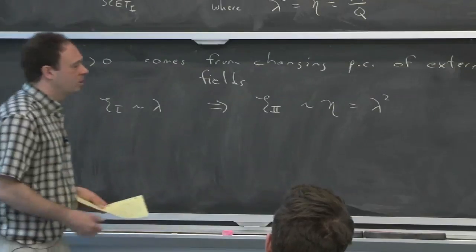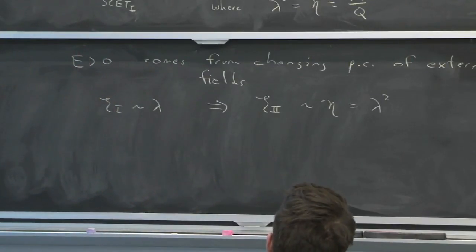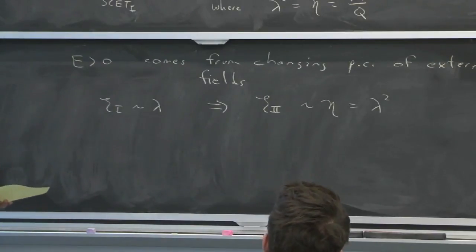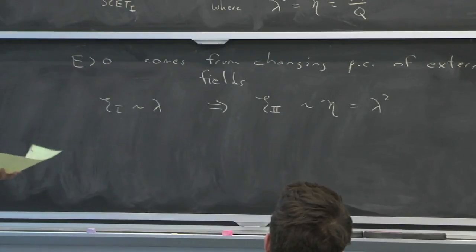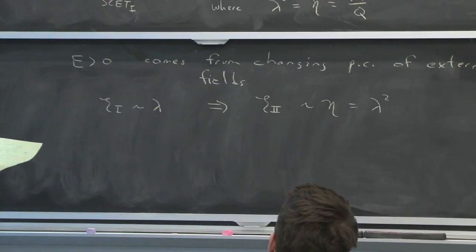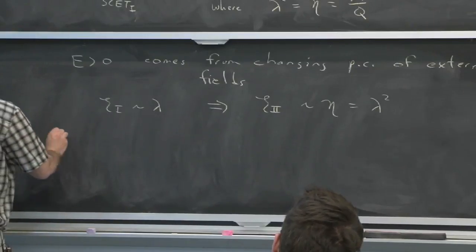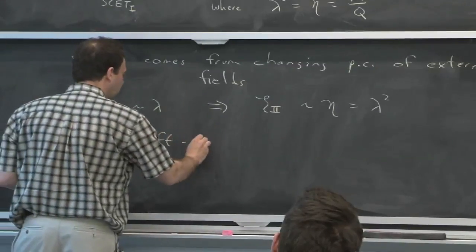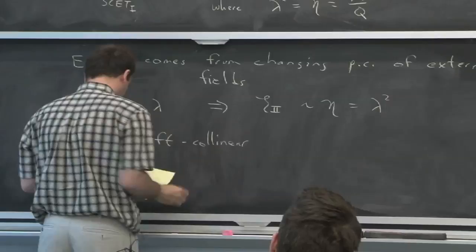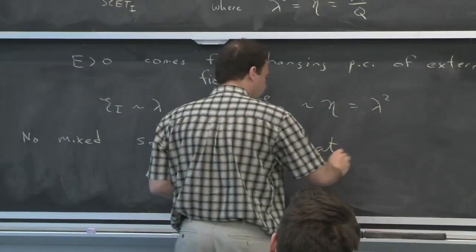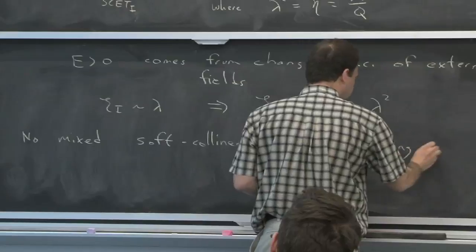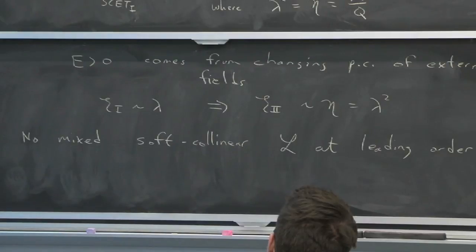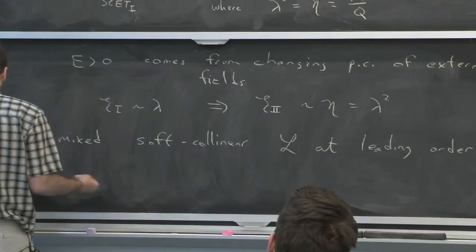Okay, so what do we learn if we put all these things together? Well, one thing, since the soft and the collinear fields don't talk to each other, when you write down Lagrangians for them, they're totally decoupled right from the start. And so there's actually no mixed soft collinear Lagrangian at leading order. And so all the meat of this theory is coming about when you integrate out these off-shell modes and you construct the external operators. Okay.